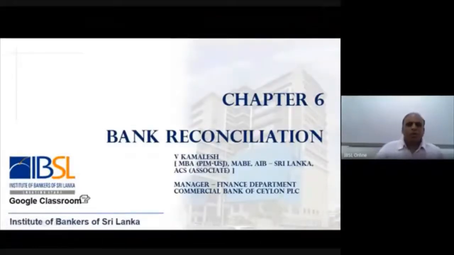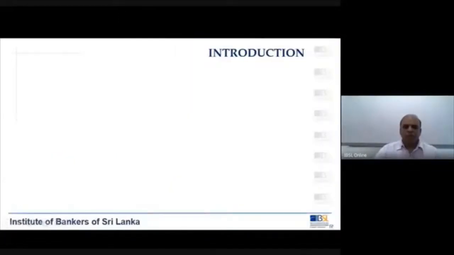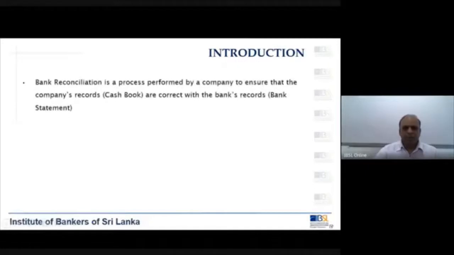Okay. So we are going to start with the bank reconciliation. What is expected out of bank reconciliation? Bank reconciliation is a process performed by a company to ensure that the company's records are correct with the bank's records. Companies prefer to have a bank account because a lot of their customers might not be interested in doing cash transactions. One of the purposes of banks is to facilitate the transactions of your customers, who are in turn customers of each other. They would like to route their transactions not in cash form but through banks.